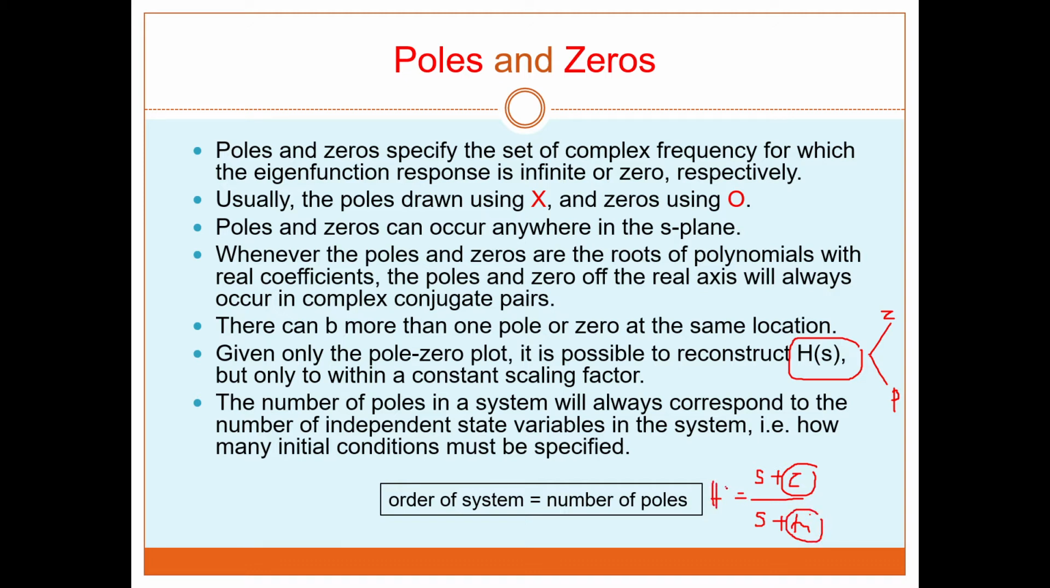Okay, so if there are multiple poles, for example s plus lambda 1, s plus lambda 2, maybe 1, 2 until some number, then this is the number of order, or the order of the system. However many poles there are here, 1, 2 until some number, that is the order of the system.